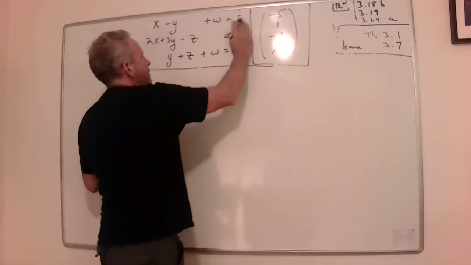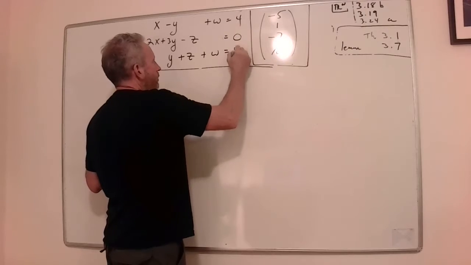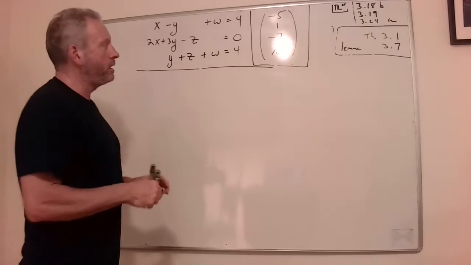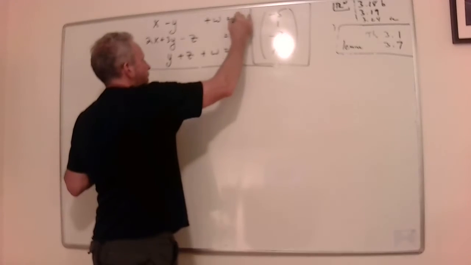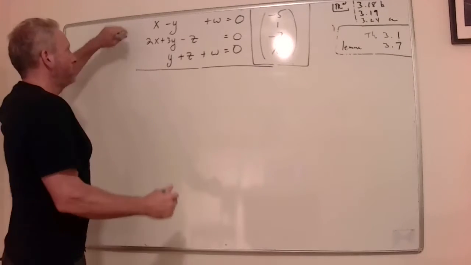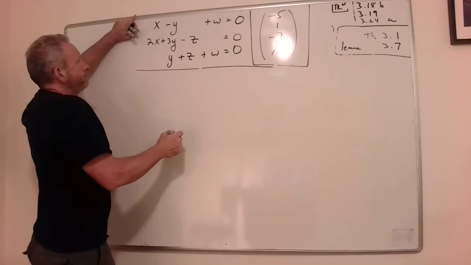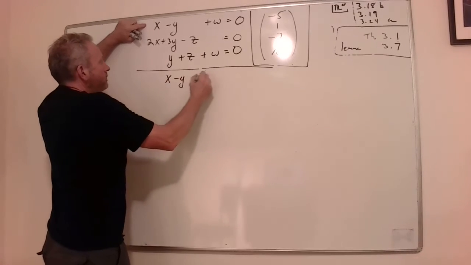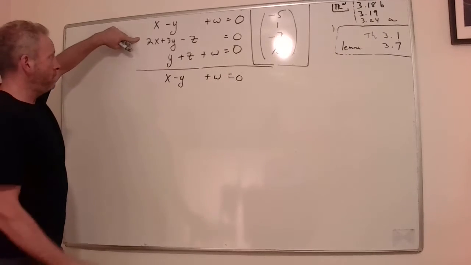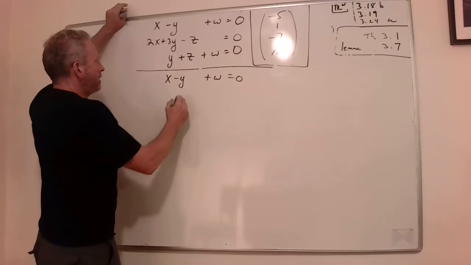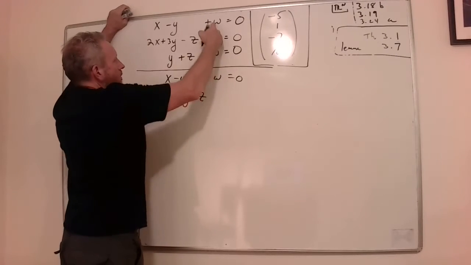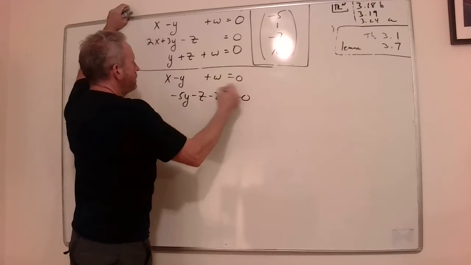Oh wait, this was the system, sorry. There was a 4 here and a 4 there. But we are going to solve the associated homogeneous system, which is what we get when we put a 0 there and a 0 there. So let's go ahead and do that. Leave the first equation alone. We'll subtract twice this from this. That'll get rid of the x's. This minus 2 times that should give us -5y, negative z, minus twice that, minus 2w equals 0.